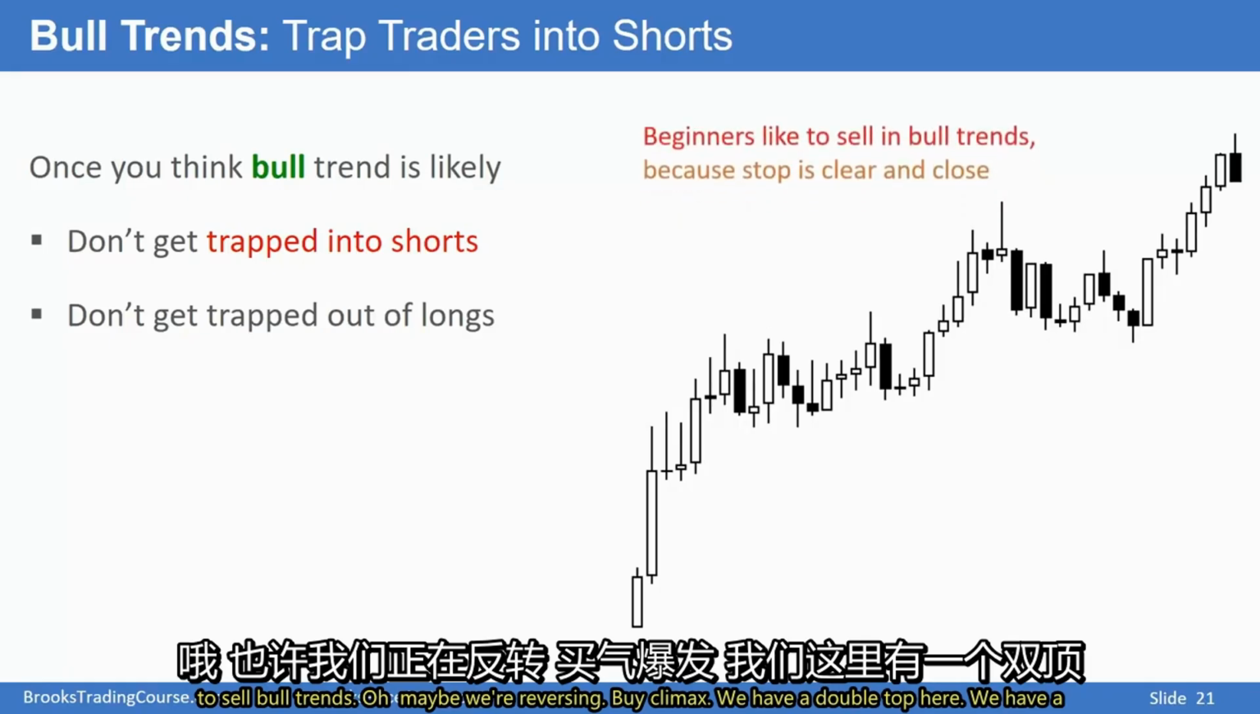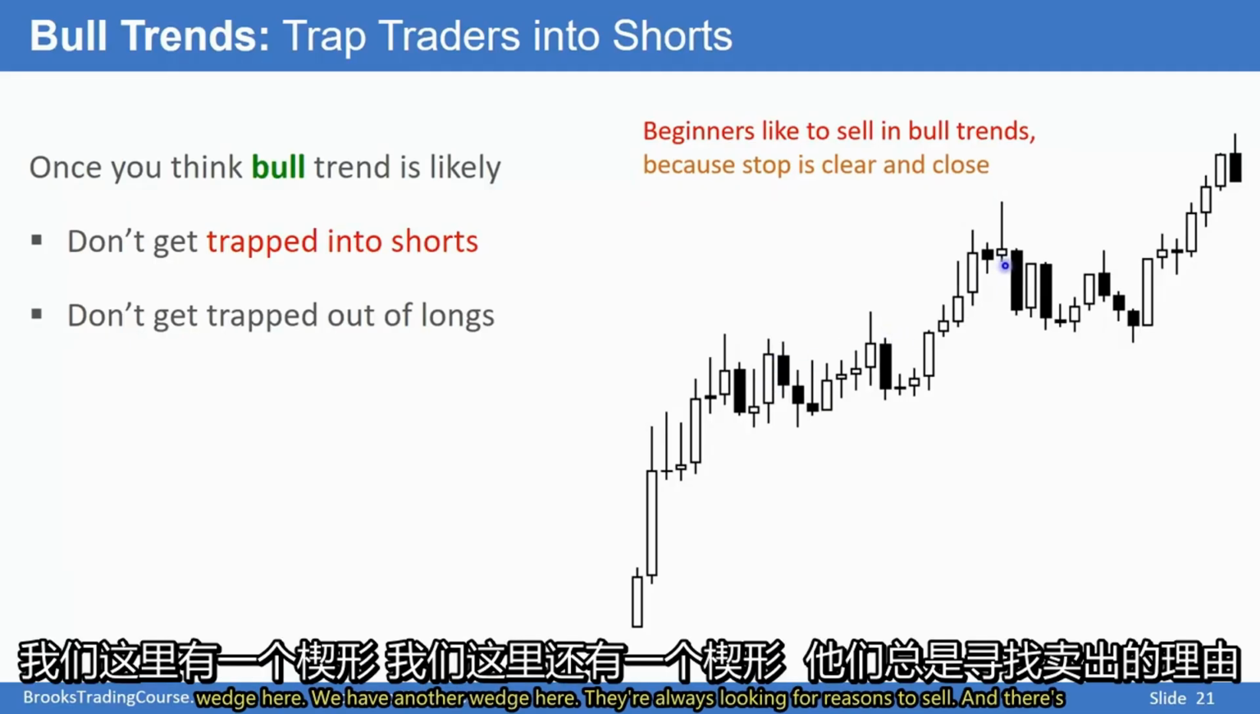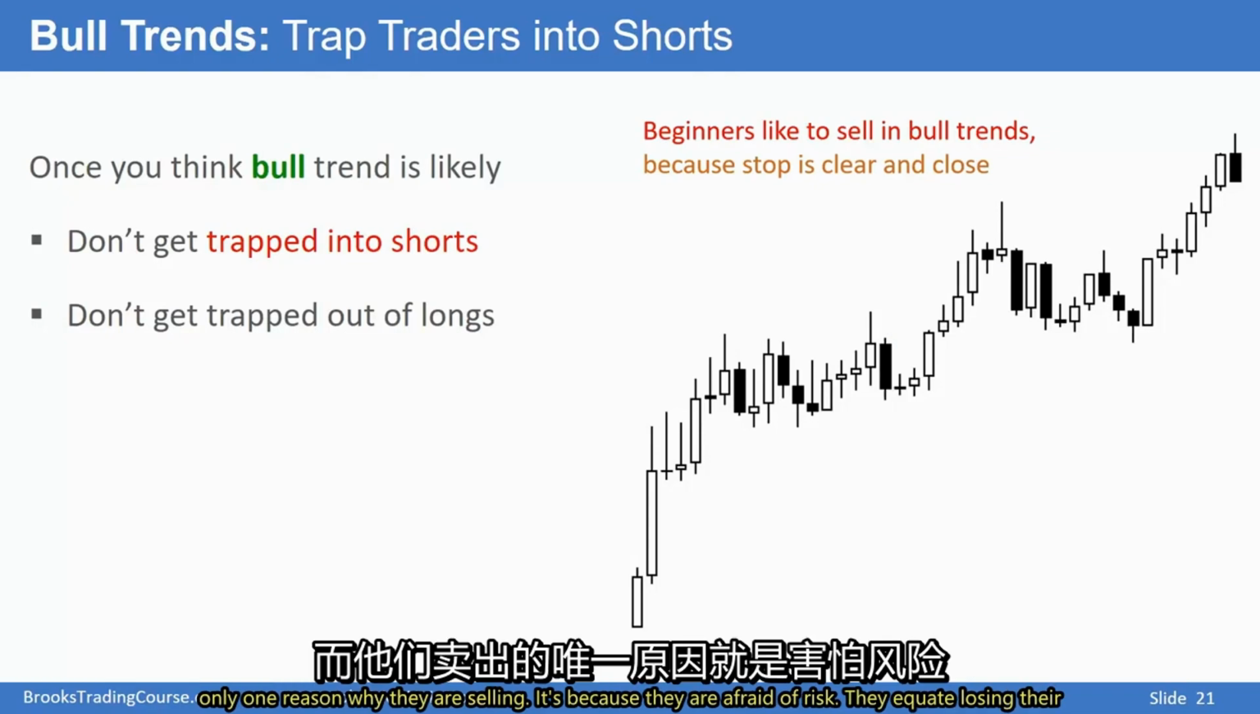Beginners, they love to sell bull trends. Oh, maybe we're reversing. Buy climax. We have a double top here. We have a wedge here. We have another wedge here. They're always looking for reasons to sell. And there's only one reason why they are selling. It's because they are afraid of risk.